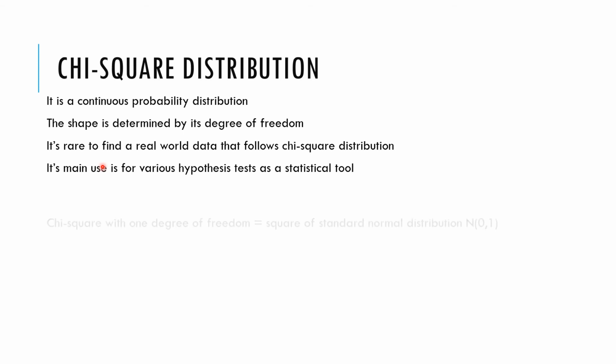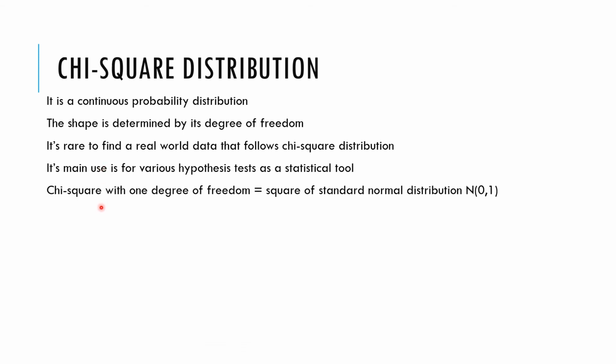So what are chi-square degrees of freedom? Suppose we want to define chi-square with 1 degree of freedom, which is nothing but the square of a standard normal distribution. Now the standard normal distribution is represented as N(0, 1).